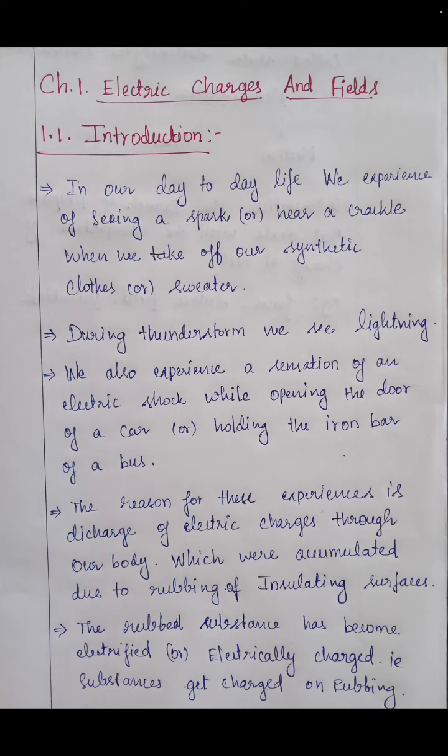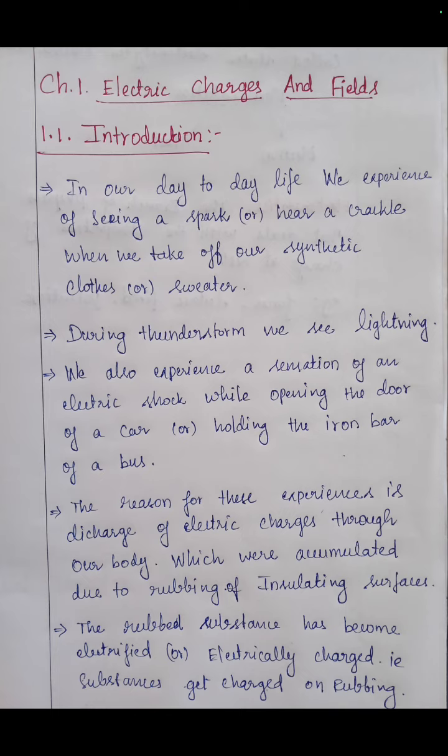Because our body is a good conductor of electricity, electric charge discharges through our body, and these charges were already accumulated in those substances. How were these charges accumulated in those substances? It is because of rubbing. All substances contain equal numbers of electrons and protons. After rubbing, some electrons are transferred from one substance to another, which means there is a change in the number of electrons. If a substance gains more electrons, it becomes negatively charged. If a substance loses electrons, it becomes positively charged, because the electron count is less compared to the proton count.